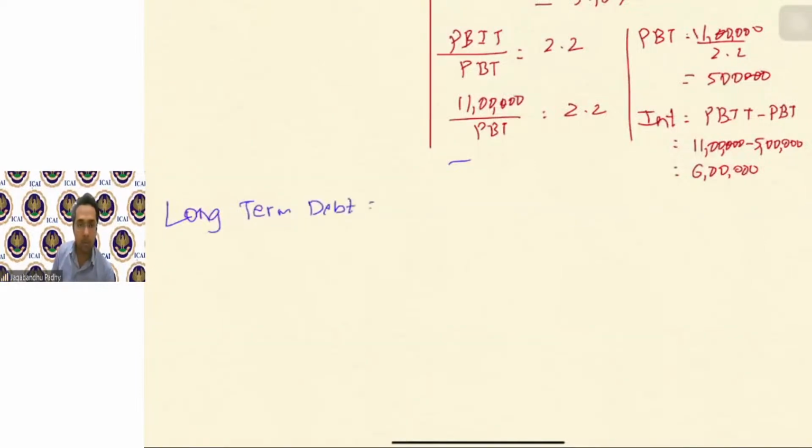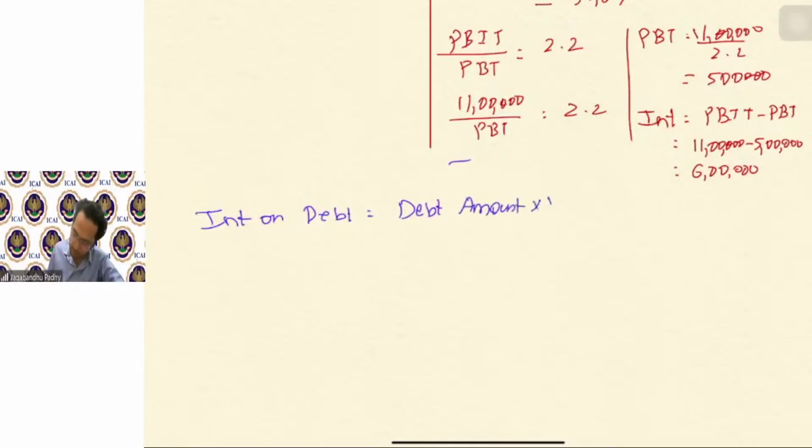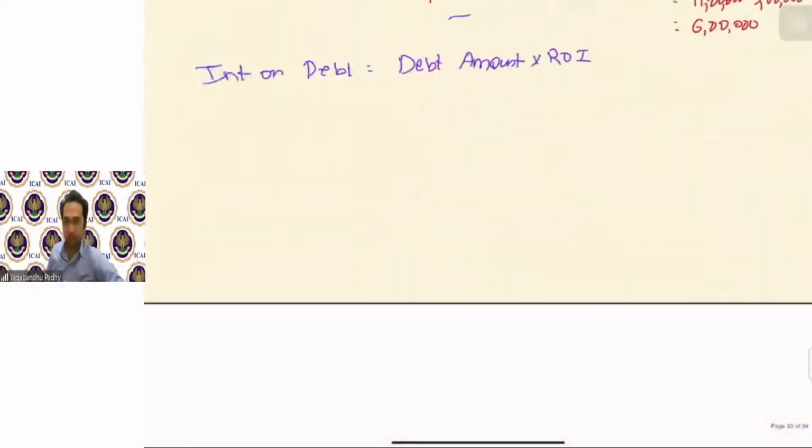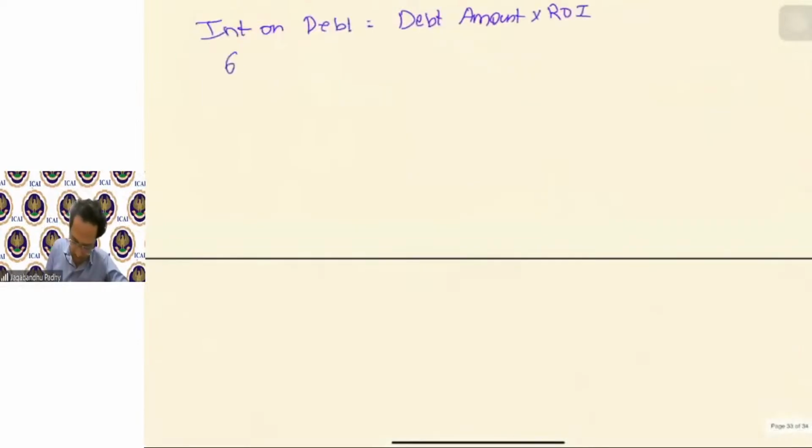Long-term debt is simply debt amount into rate of interest. Or we can say interest on debt is simply debt amount multiplied by rate of interest. Interest on debt, we have it as 6 lakh.